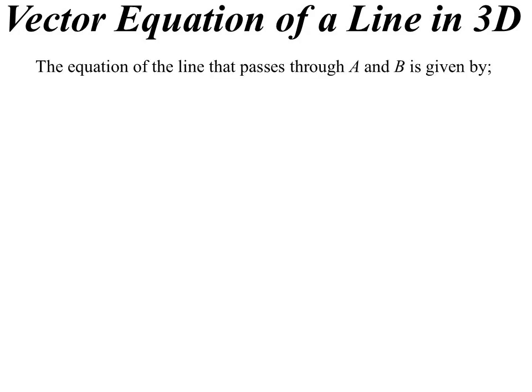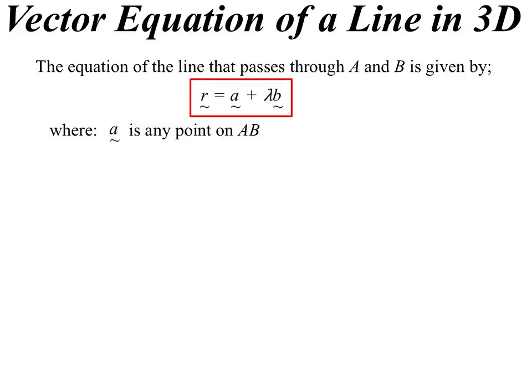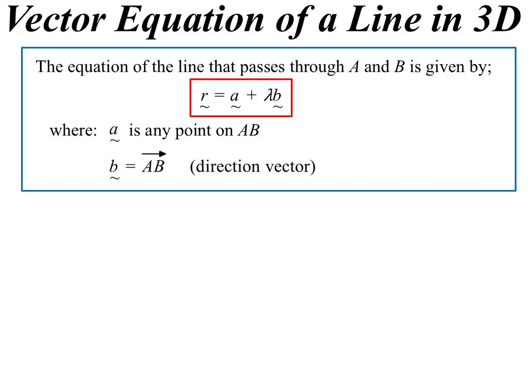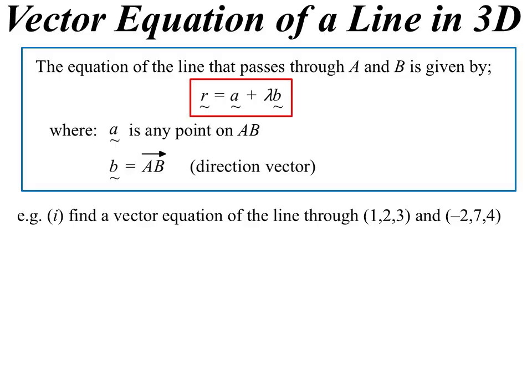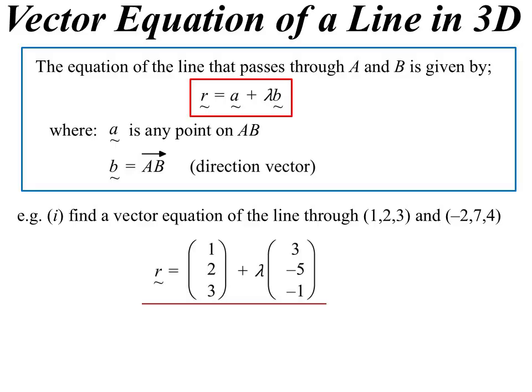Let's push the idea into 3 dimensions then. If I want to find the equation of a line that goes through 2 points, it's not going to change because we're dealing with vectors. It's still going to be A, which is the position vector of some point on the line, plus lambda times the direction vector, the direction that vector is going into. So now, if I want to find the equation of this line, again, I can now just write it down. Any point on the line, I chose the first one, 1, 2, 3, plus lambda times the direction vector, head minus tail, 3, -5, -1.